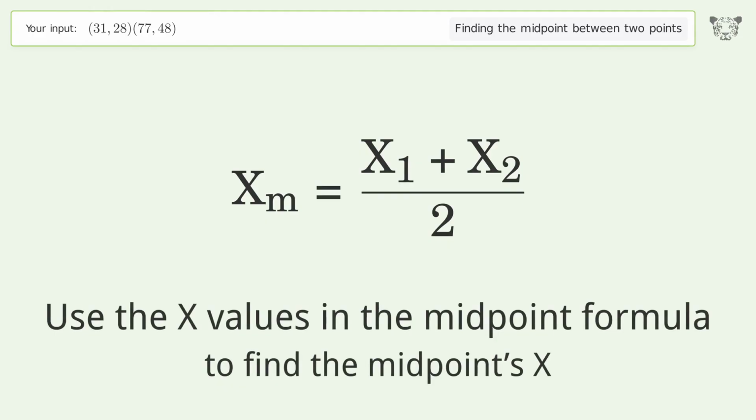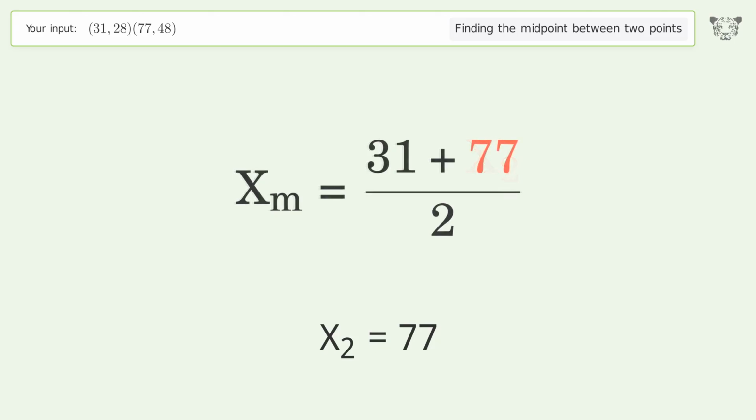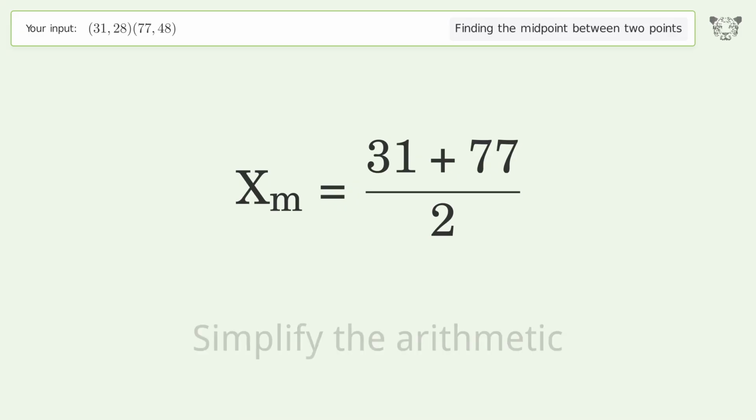Use the x values in the midpoint formula to find the midpoint's x. x1 equals 31. x2 equals 77. Simplify the arithmetic.